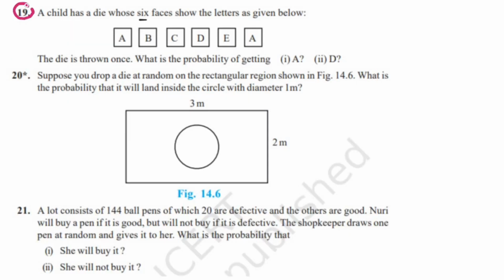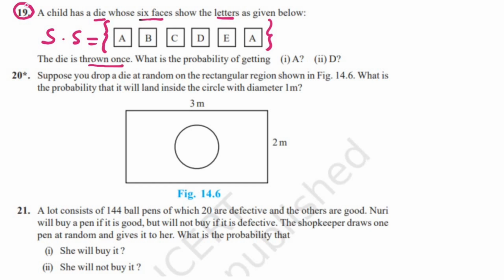Now the 19th question. The question says a child has a dice whose 6 faces show letters given as A, B, C, D, E, A. In a way, the sample space of the outcomes of a dice which is rolled once is shown.